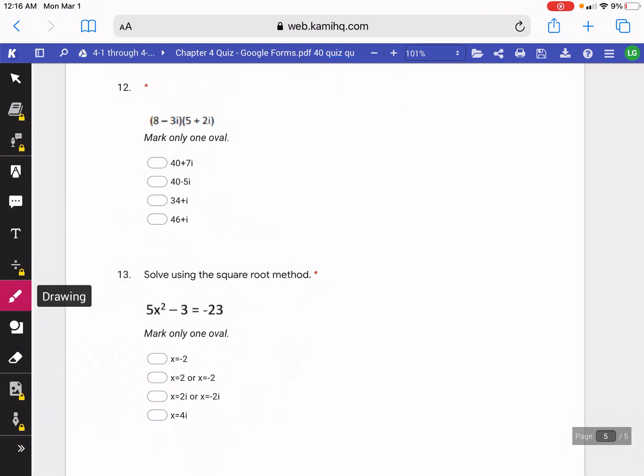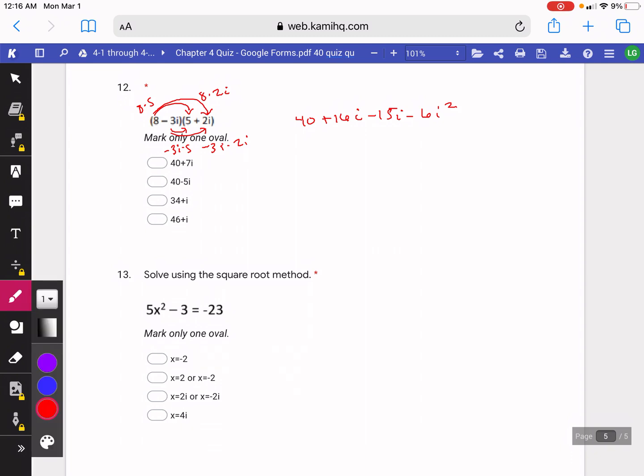This next question is multiplication. So you would start by distributing 8 times 5, that's 40. Then 8 times 2i is positive 16i. Next, I'm going to distribute negative 3i times 5. That's negative 15i. And negative 3i times 2i is negative 6i squared.